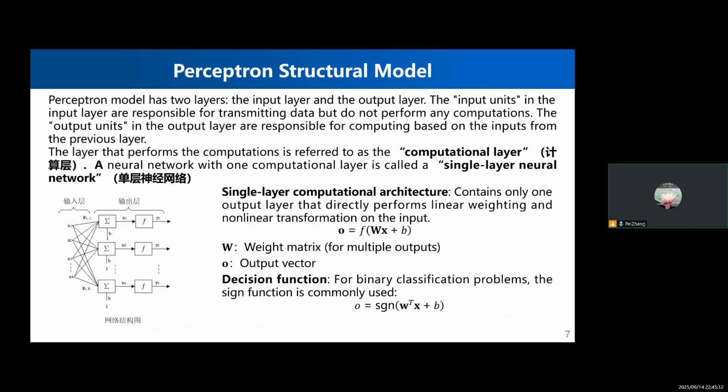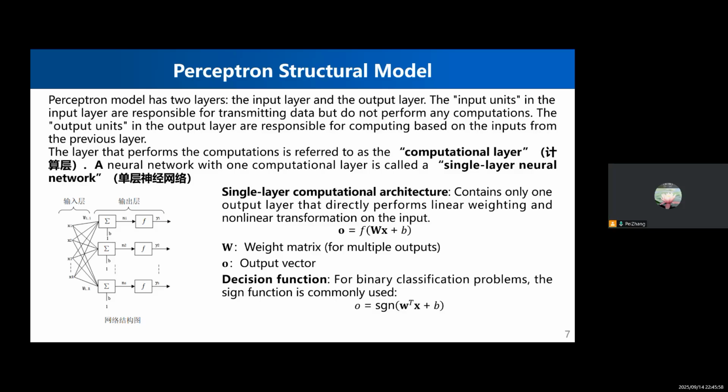The perceptron model has 2 layers, the input layer and output layer. The input units in the input layer are responsible for transmitting data but do not perform any computations. The output units in the output layer are responsible for computing based on input from the previous layer. The layer that performs the computations is referred to as the computational layer. A neural network with one computation layer is called a single-layer neural network. A single-layer neural network contains only one output layer that directly performs linear weighting and nonlinear transformation on the input.